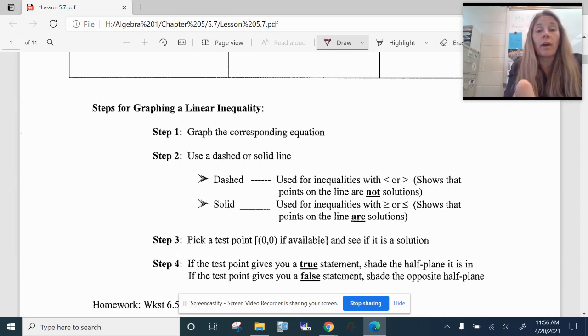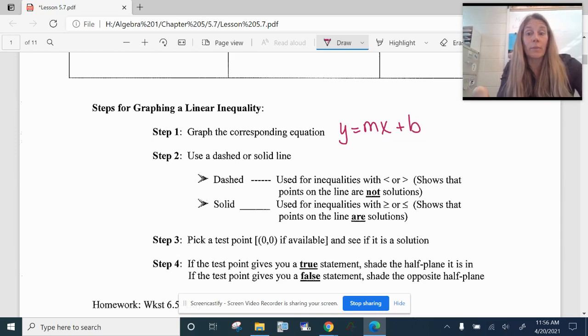So the steps for graphing a linear inequality, the first thing we would want to do is graph the equation. Typically, we're going to put it into that slope-intercept or that y equals mx plus b type format. After we graph the line, we will decide, do we want to make our line dashed or do we want to make it solid? So very similar to what we were doing when we were graphing inequalities that had one variable on a number line. We had an open circle if it was just a less than or a greater than, and we had the closed or filled in circle for the problems that had the equal to underneath. The same kind of concept applies here.